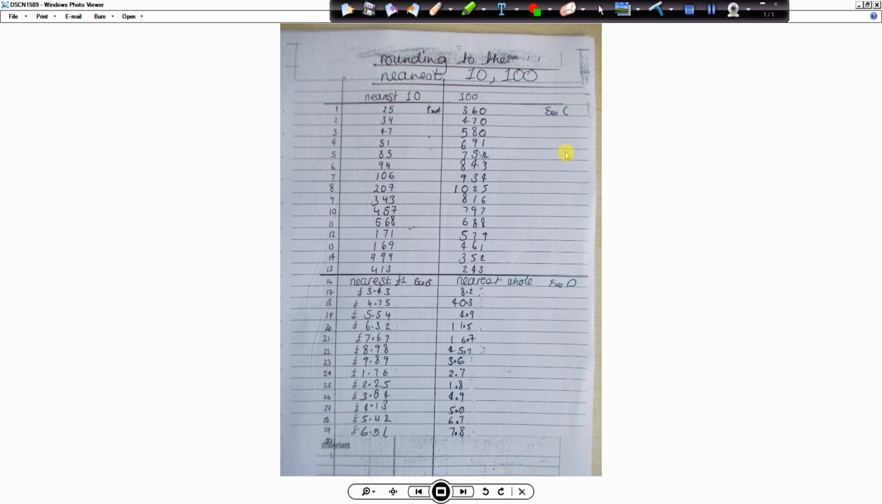Okay, folks, we're now into record mode for rounding. We're looking at rounding numbers to the nearest 10, hundreds, and nearest whole number. Now, if the number is halfway between that number and the next one, then you round it up.